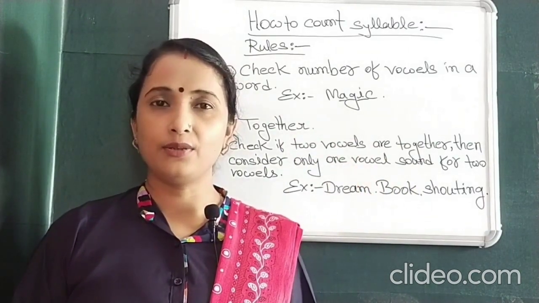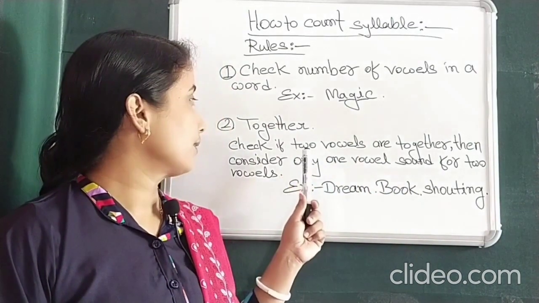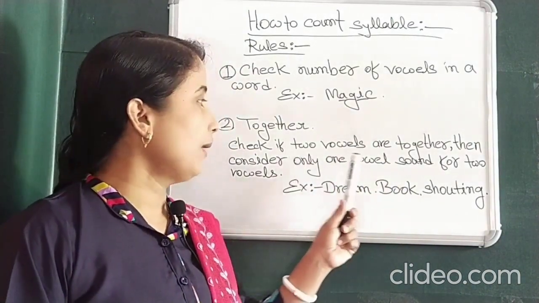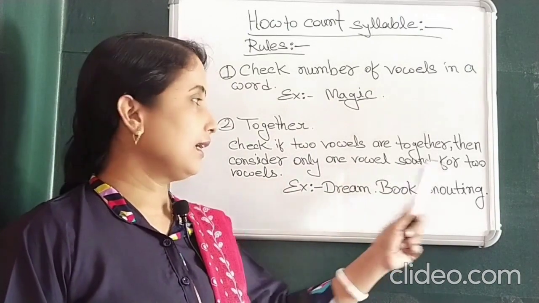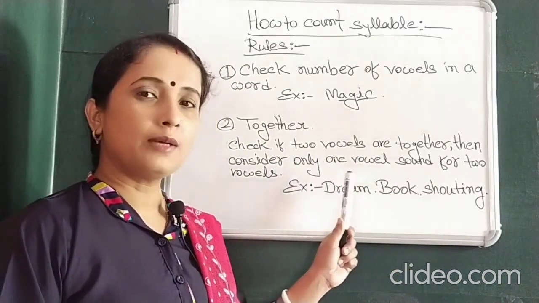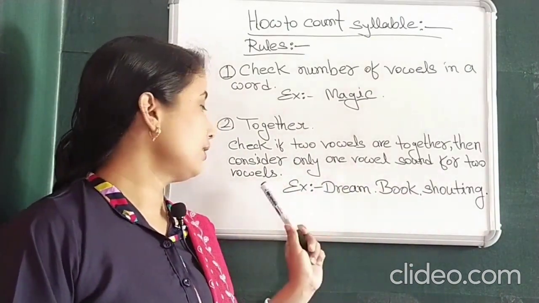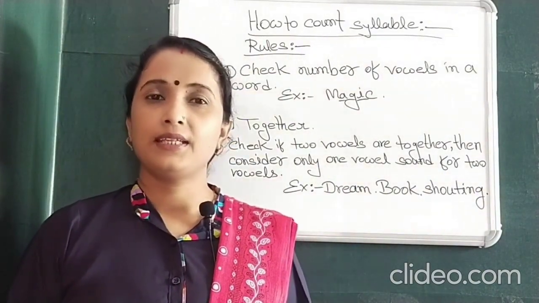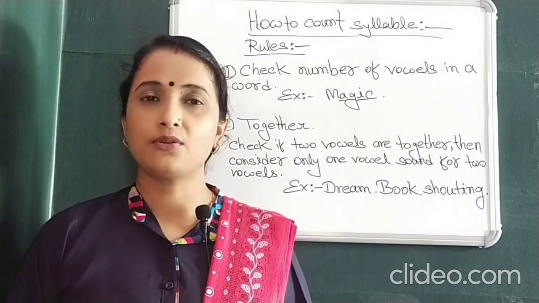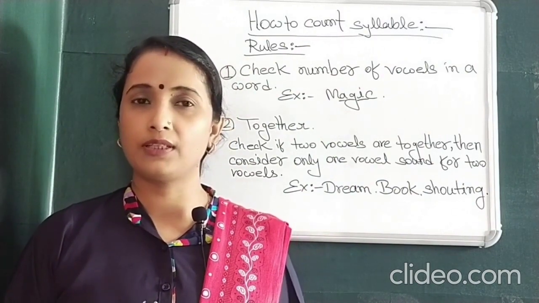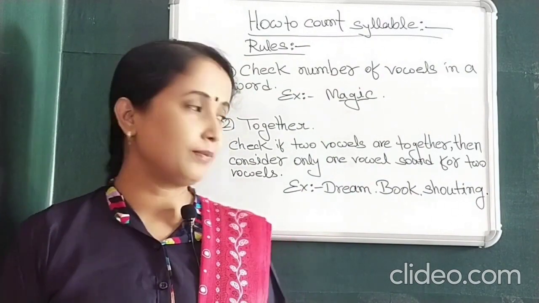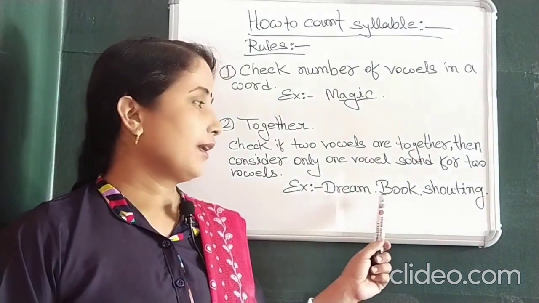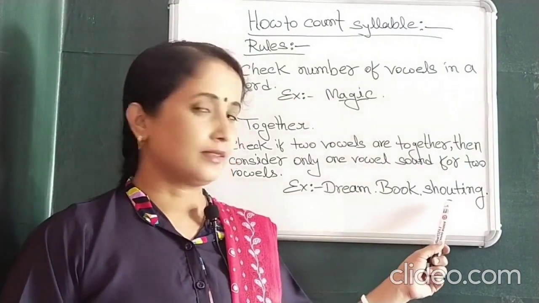Now, the second rule is together. Check if 2 vowels are together. Then, consider only 1 vowel sound for those 2 vowels. For example, dream, book, shouting.